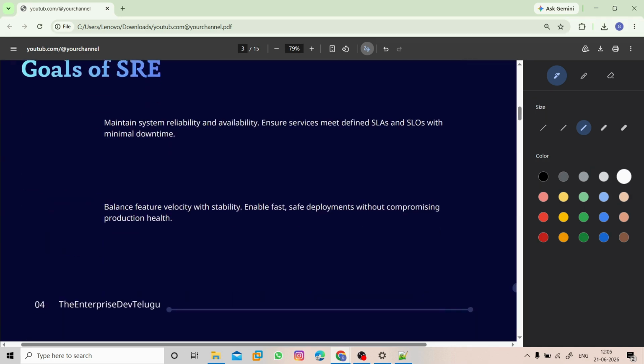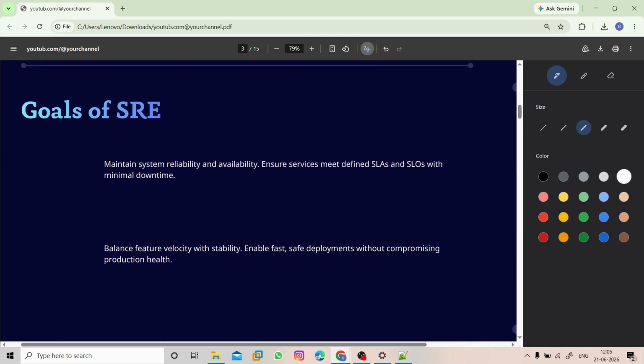Next, goals of SRE. The main goals are to maintain system reliability and availability. That is one of the goals. Ensure services meet defined SLAs and SLOs with minimal downtime, and balance feature velocity with stability. Enable fast and safe deployment without compromising production health.